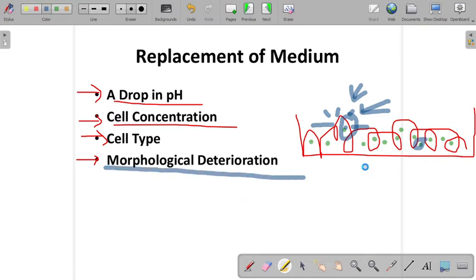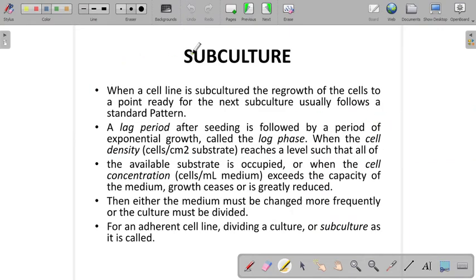I hope you understood the concept. Subculturing, I already explained in detail what is meant by subculturing, but just for a short revision: when the cell line is subcultured, the regrowth of the cells to a point ready for the next subculture usually follows the standard pattern.